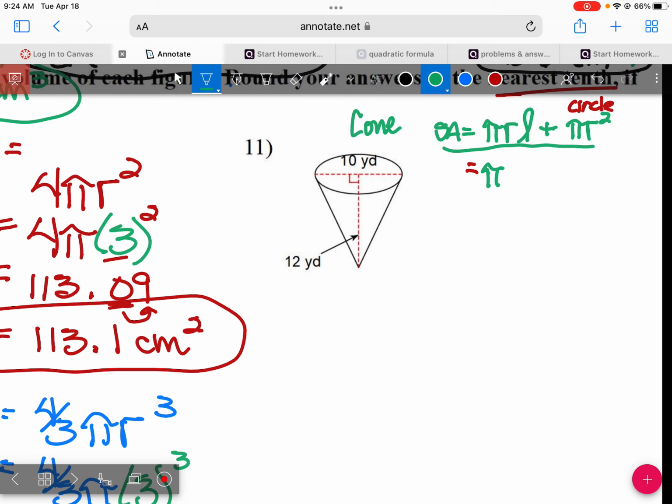Are we going to have a duel here again? What is my radius? Ty, what is the radius of this cone for number 11? 10. How many think 10? How many think 5? 5 is correct. This is the diameter. Diameter goes all the way across.